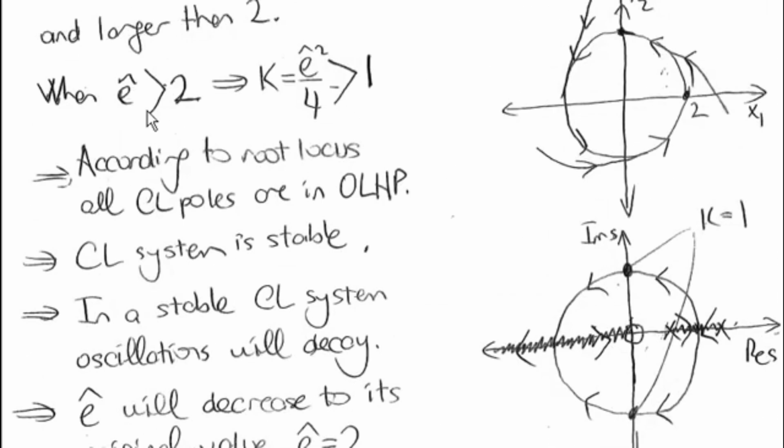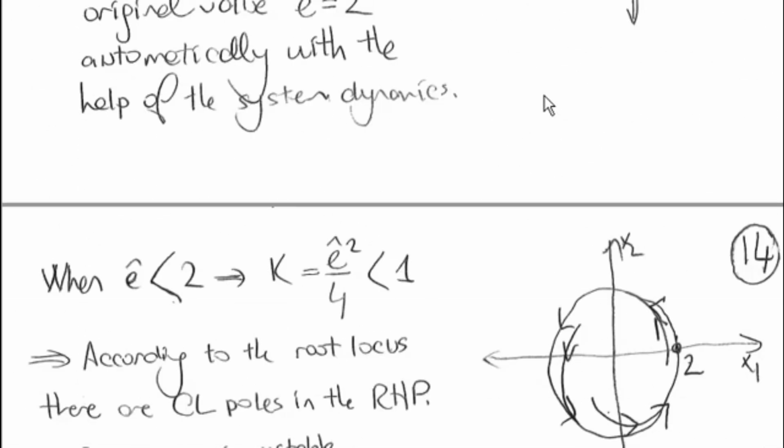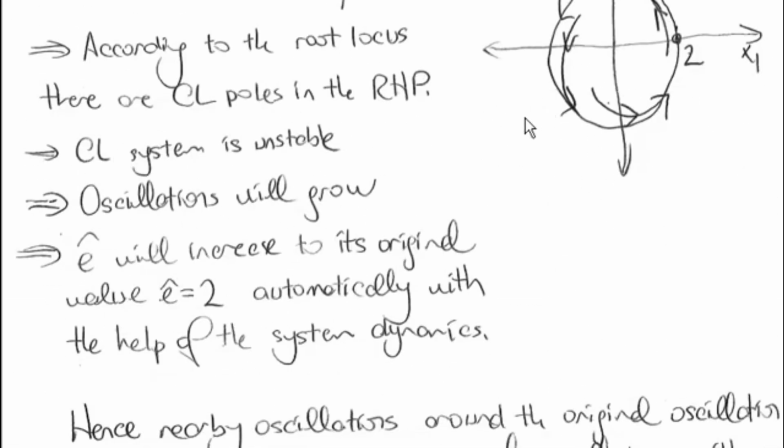Or if, when E hat was larger than 2, the system were unstable, making E hat even larger, then the trajectories would be diverging away from the original oscillations, making the original oscillations have unstable behavior. But here in our example, we actually have stable behavior.